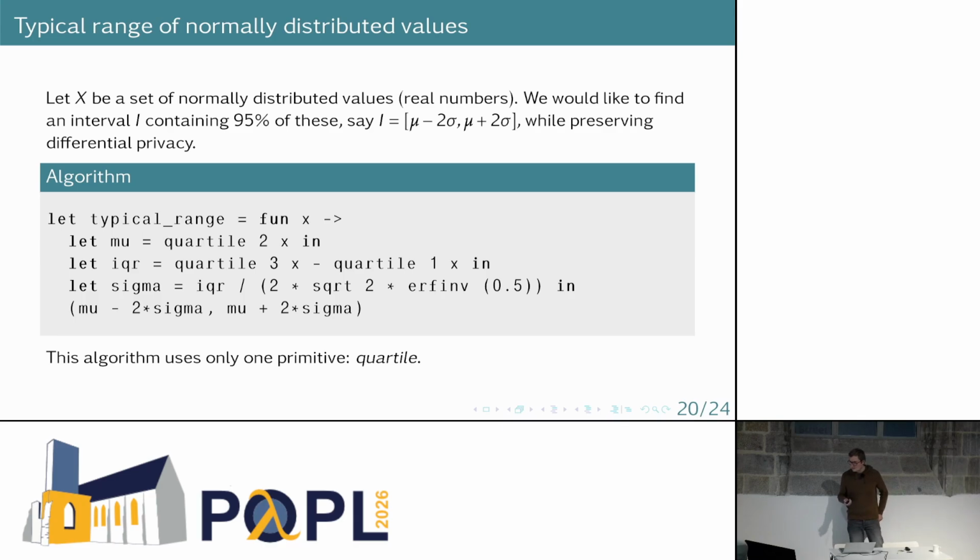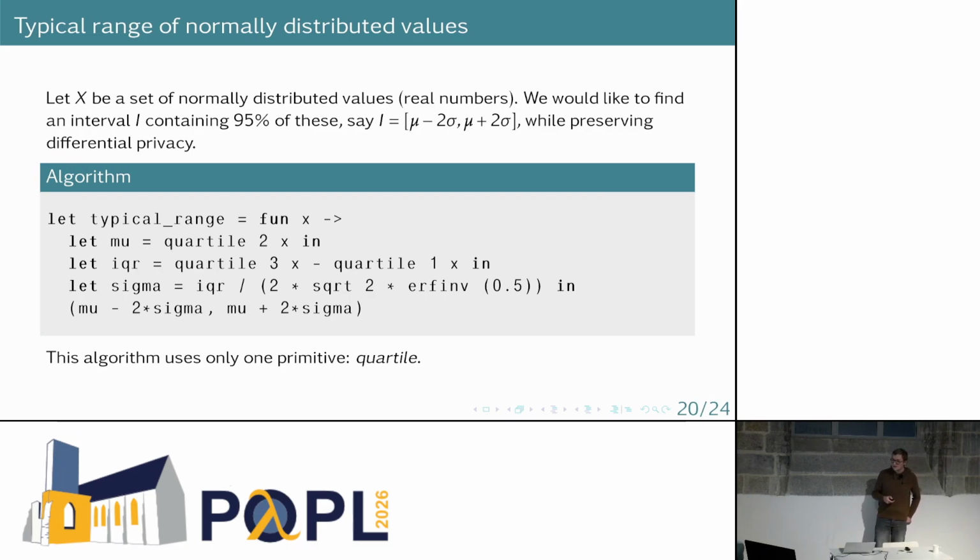Okay, and the second example I want to talk about, which is perhaps more specific to local sensitivity, is a simple algorithm I want to show you how to type. So let's consider that we have just a bunch of numbers, let's say normally distributed numbers, and we want to find an interval containing 95% of the values while preserving differential privacy.